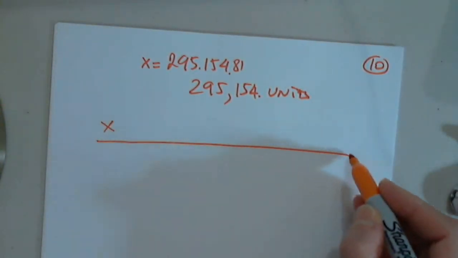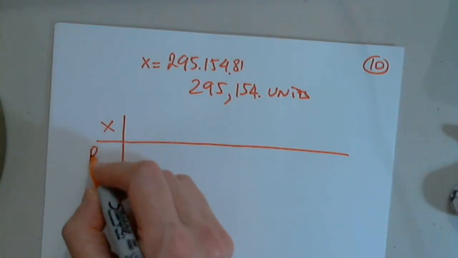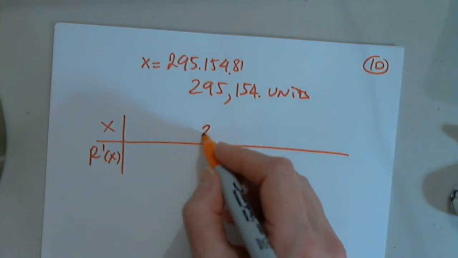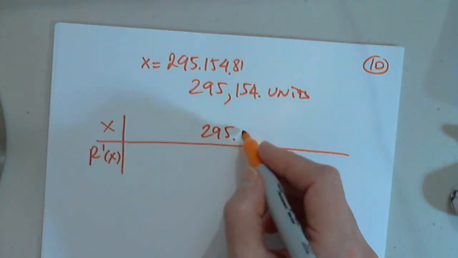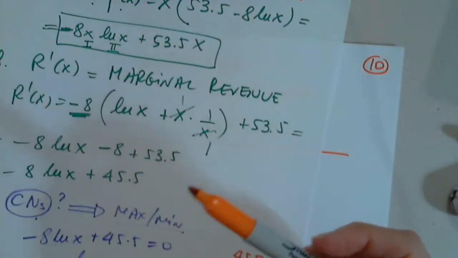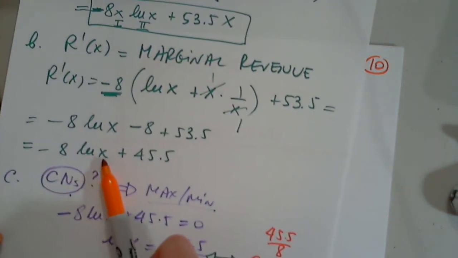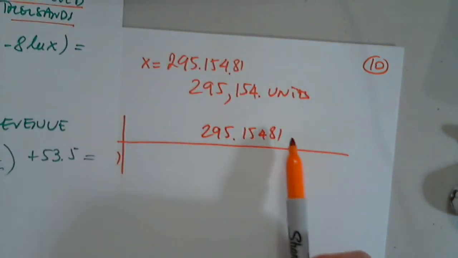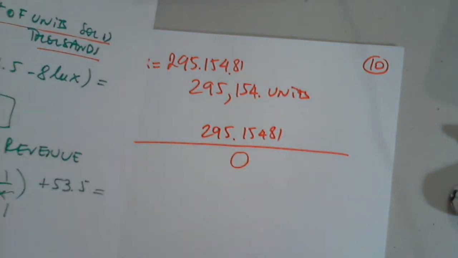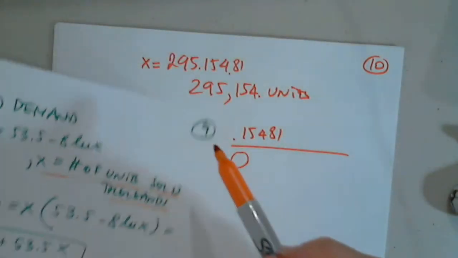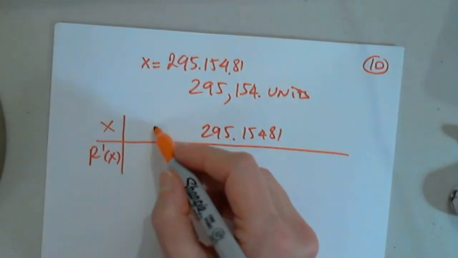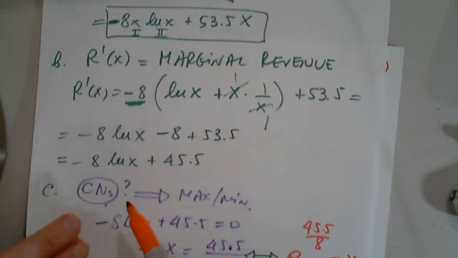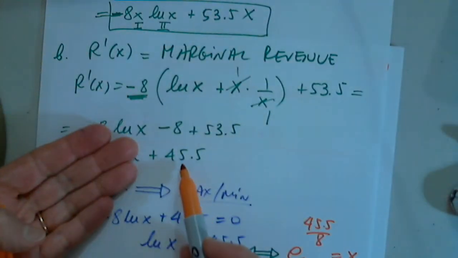Who knows what this gives? So this is the revenue prime. This is 295, one or the other, it doesn't matter, 154.81, okay? And I need to study the sign and see what happens to the left and what happens to the right. I know that this is 0. So, for example, 1. The easiest thing to plug in is 1. How come? Because natural log 1 is 0. So this is 0. So this is positive.